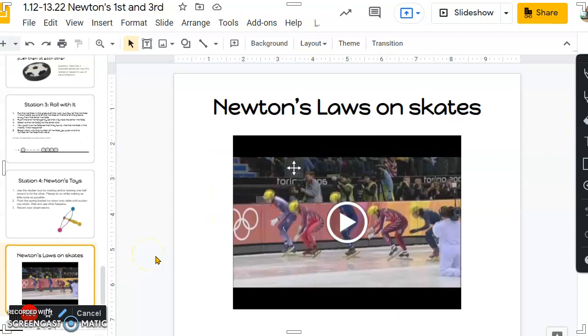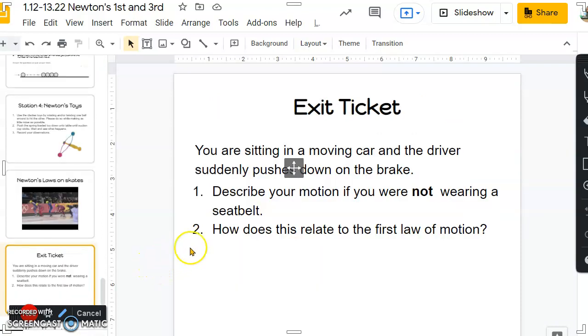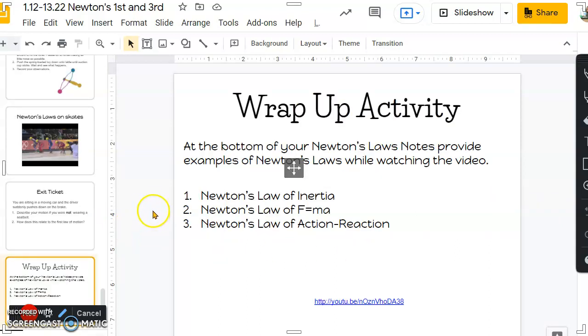There's a really cool video here about Newton's laws and skates and how it uses all 3. And so my question is, you are sitting in a moving car and the driver suddenly pushes down on the brake. Describe your motion if you are not wearing a seatbelt, and how does this relate to the first law?